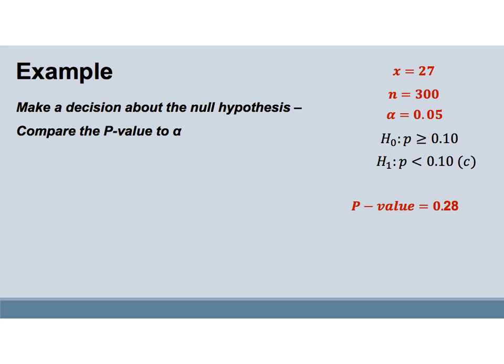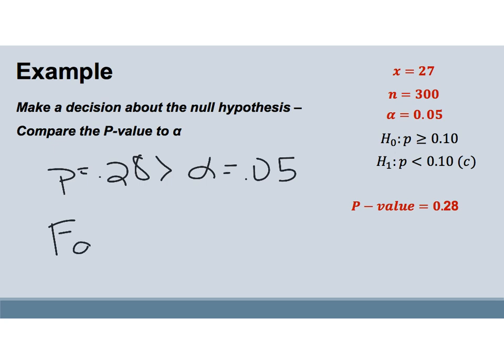So then step 4, what does that mean? Alright, well we got P equals 0.28, alpha equals 0.05. Well, 0.28 is bigger than 0.05, so this time I fail to reject the null. So that's what you put in step 4.